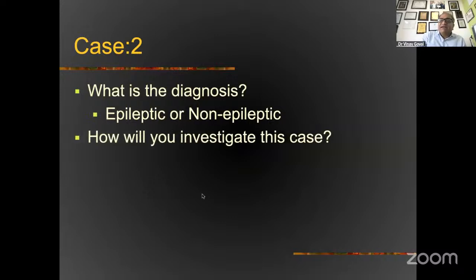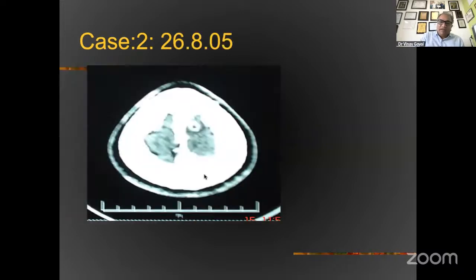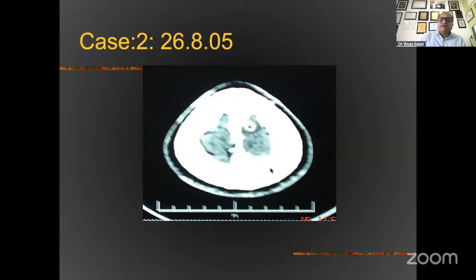How will you investigate this? Whenever there is a focal seizure, the first thing you need to do is imaging, whether you do the CT scan or MRI, depending on the availability of the investigation. So let's look at imaging. Look at the CT scan. What is this? There is a ring enhancing lesion on the contralateral side in the frontal lobe.